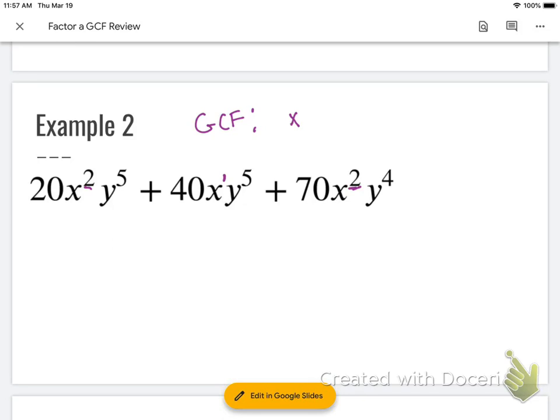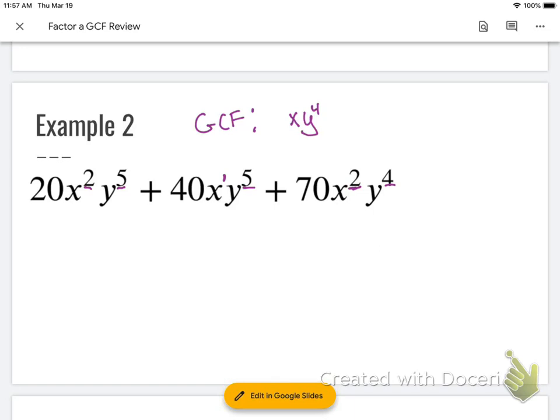It's what's in all of them. And then we're going to move on to y. The y's we have here are y to the 5th, to the 5th, to the 4th. So what's smaller, 5, 5, or 4? Well, the 4 is smaller. So our GCF so far is going to be x y to the 4th.